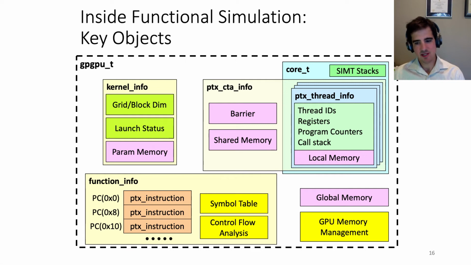Inside this GPGPU-T, we've got all of the memory management stuff. So when we're copying stuff back and forth between the CPU memory and the GPU memory, all of that lives inside this GPGPU-T object.